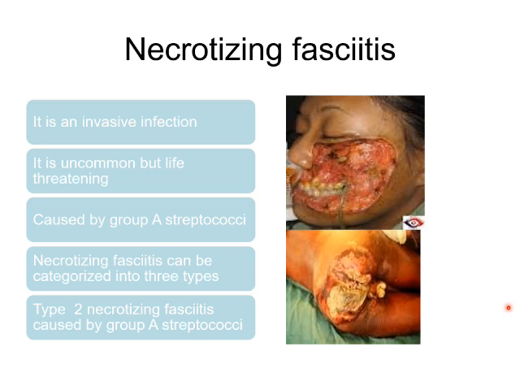Necrotizing fasciitis can be categorized into 3 types. Type 2 necrotizing fasciitis consists of only group A streptococci.